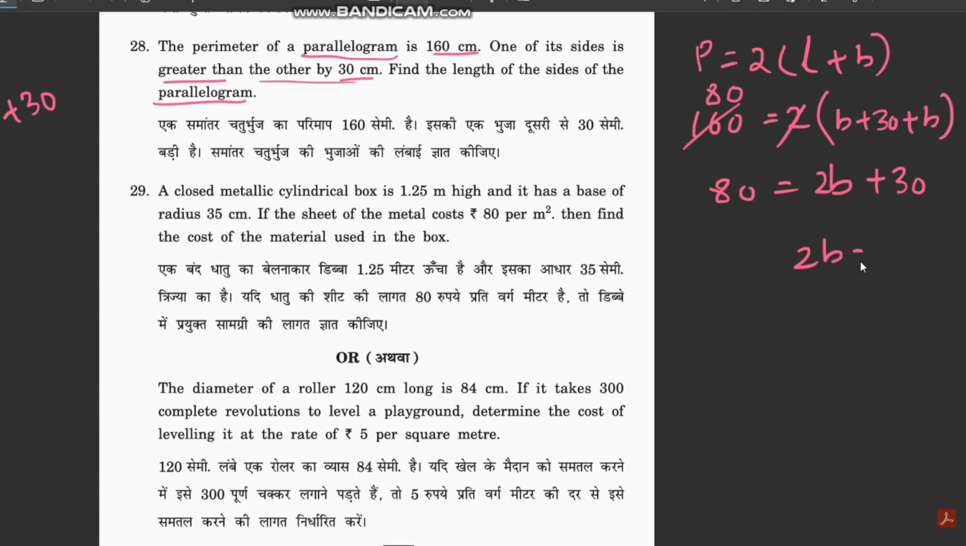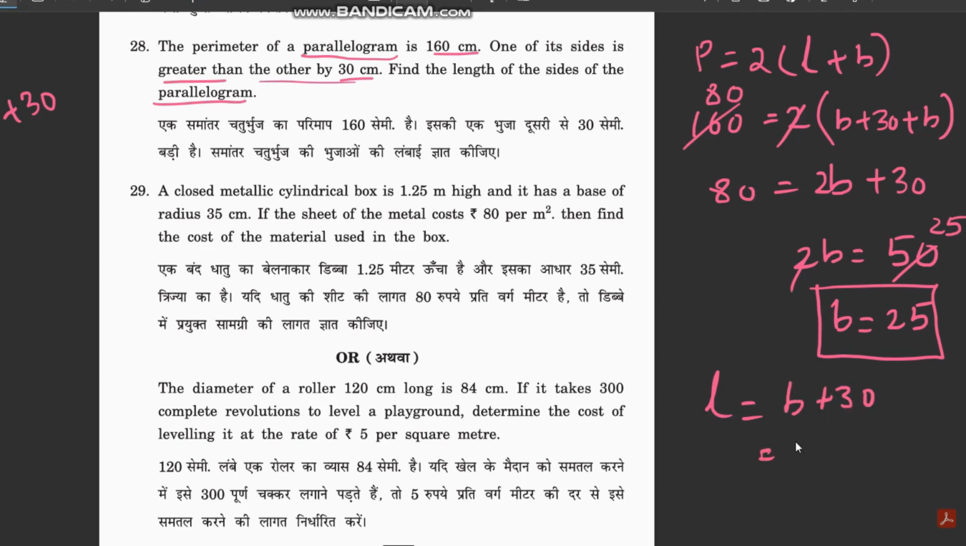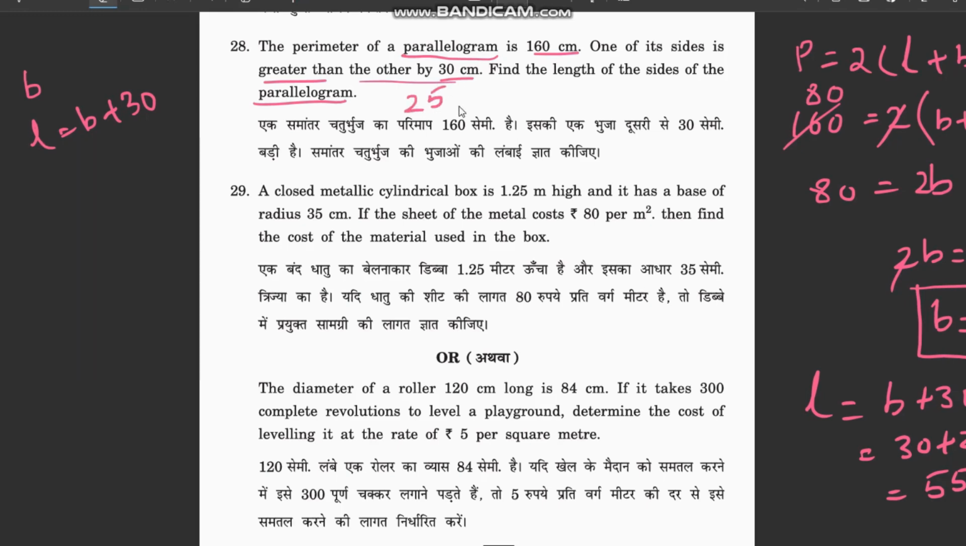So 2B equals 80 minus 30, how much? 50. B equals 50 by 2, 2 fives are 25. B equals 25. Find the length of the sides of the parallelogram. This is one side. So what about the length? Length is B plus 30, no? B plus 30 means what? 30 plus 25, that is 55. So the sides are 25, 55, 25, 55 centimeters.